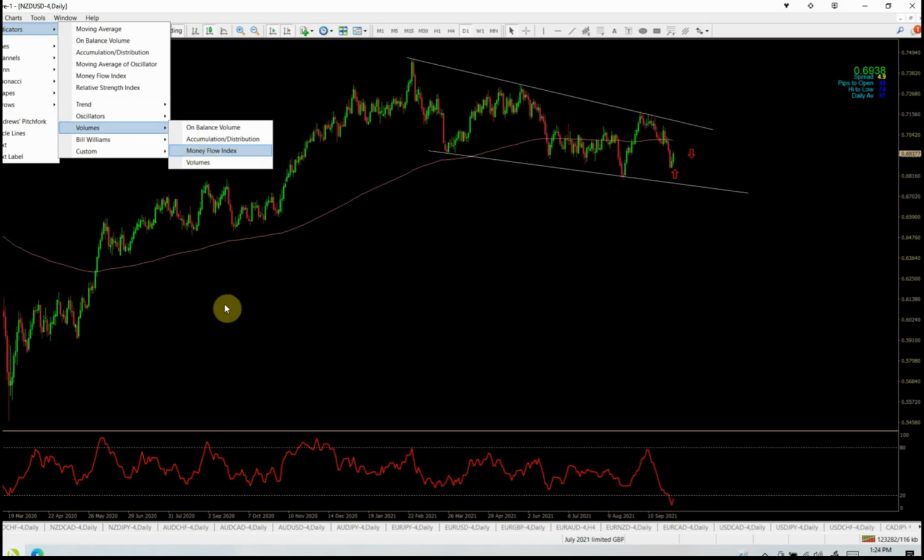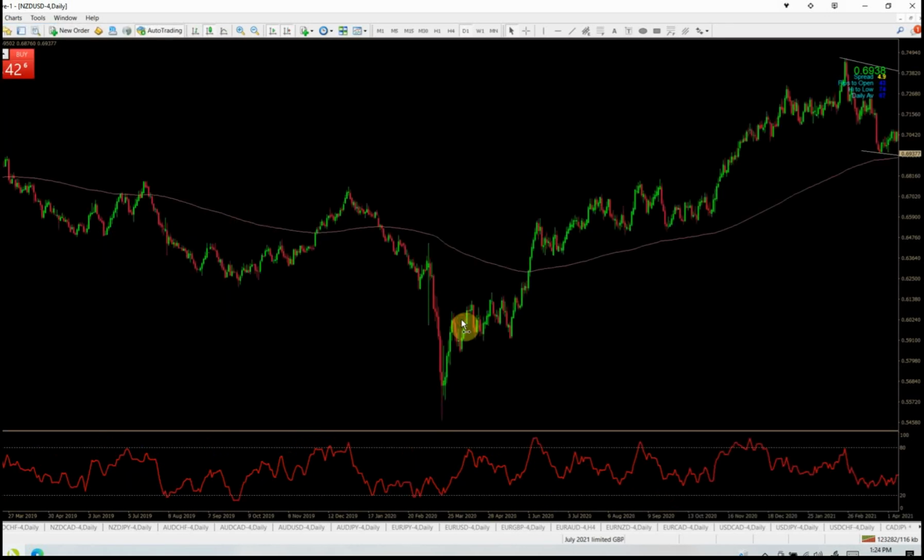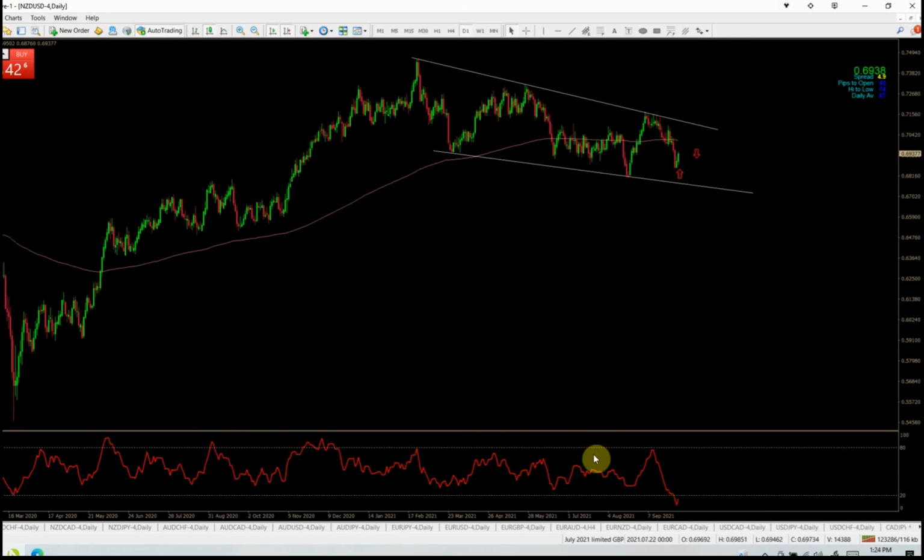Okay, so it's the money flow index oscillator. Actually, it's a volume indicator. And that's it, that and trend lines. I know I have this 200 period moving average on here, but you really don't need that for this strategy. Okay, so I'm going to just show you a handful of pairs really quick.